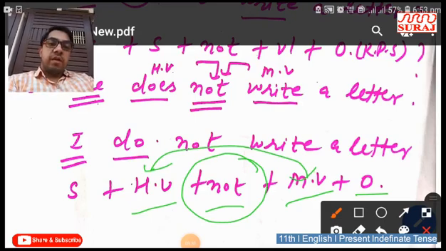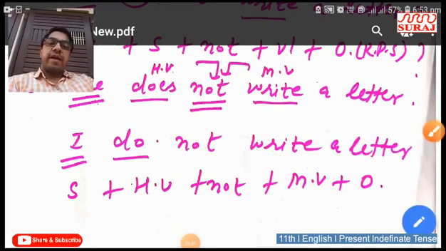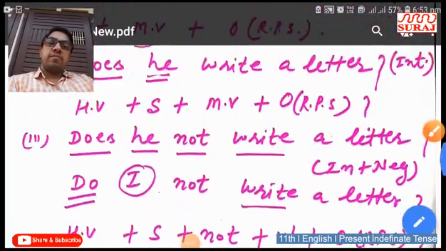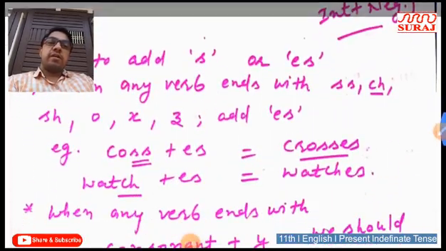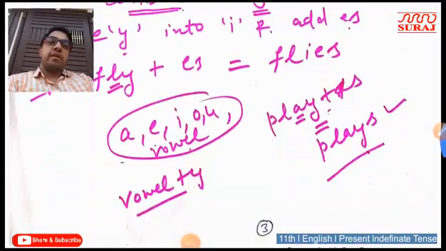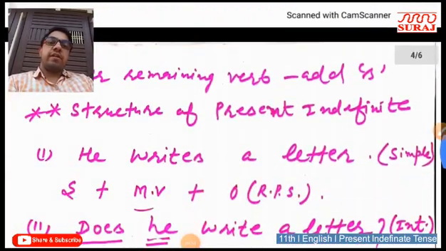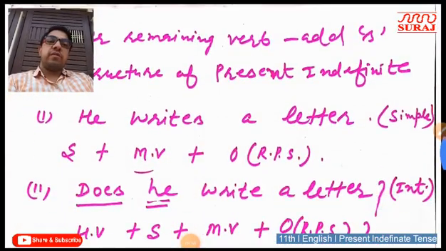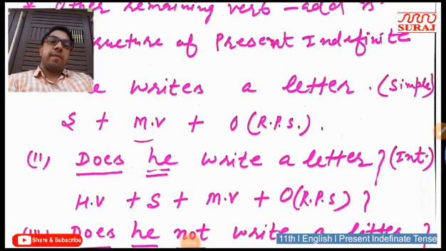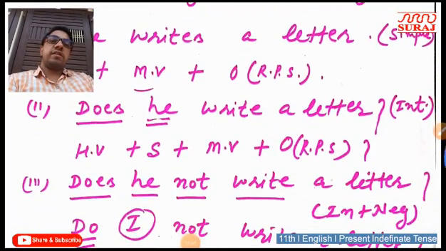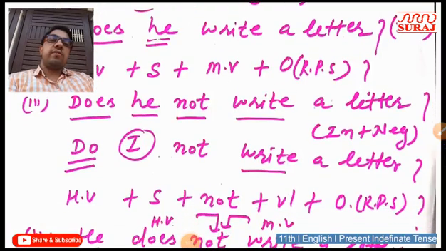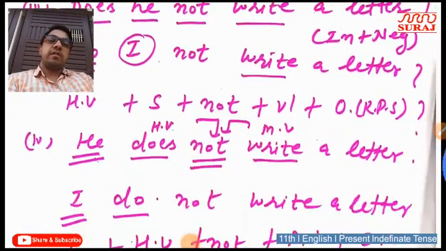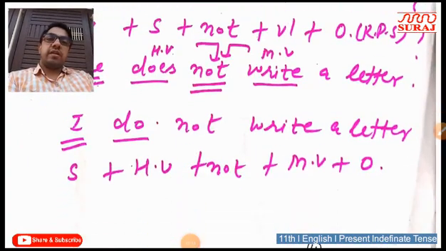Okay. In today's video I have told you about some points regarding how to add s or es. Okay. This is the first point, this is the second point, this is the third point, and this is the fourth point. And after that I taught you about the structure of present indefinite tense. This is the structure of a simple sentence of present indefinite. This is the structure of an interrogative sentence of present indefinite. This is the structure of an interrogative plus negative sentence of present indefinite. This is the structure of a negative sentence of present indefinite.